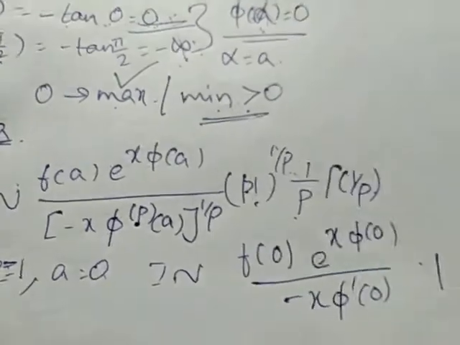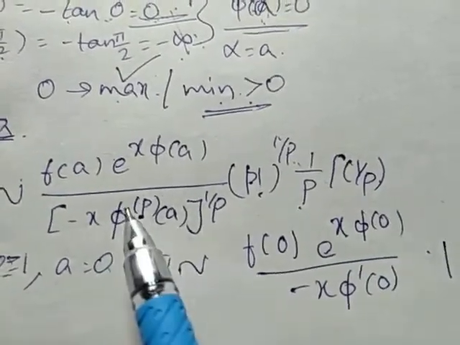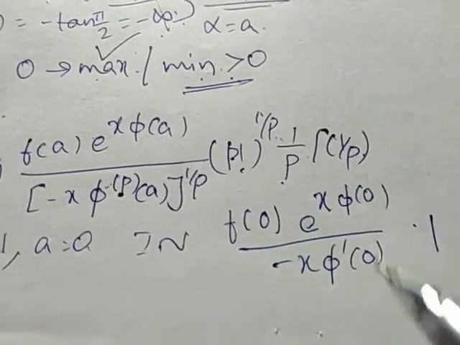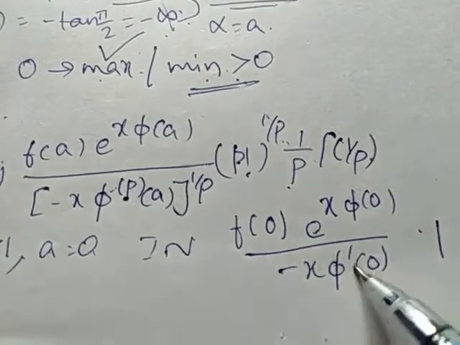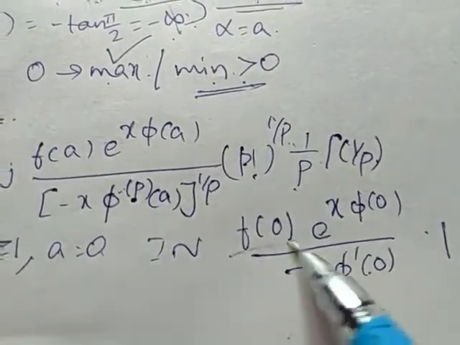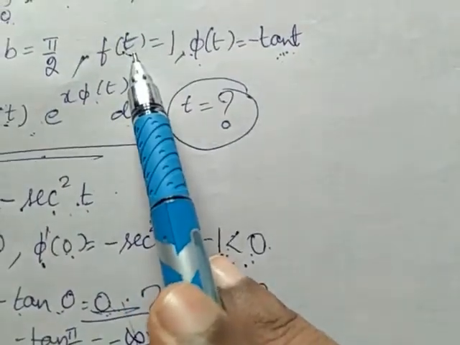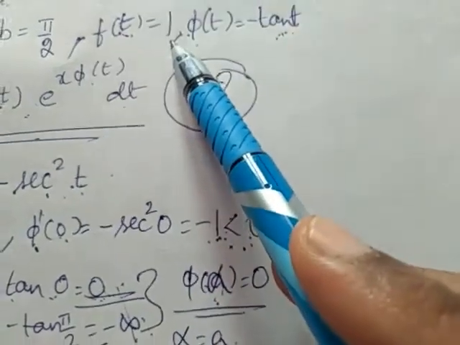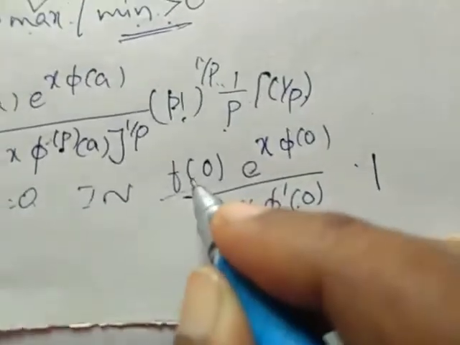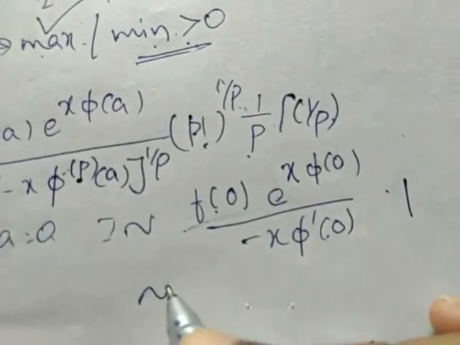Therefore, 1. In this solution, I have just substituted p is equal to 1. That's all. We have this solution. Now we have to find f of 0. What is f of t? 1. So substitute t is equal to 0. Again we will get 1 itself. So we are having this value as 1. Therefore I is asymptotic to.